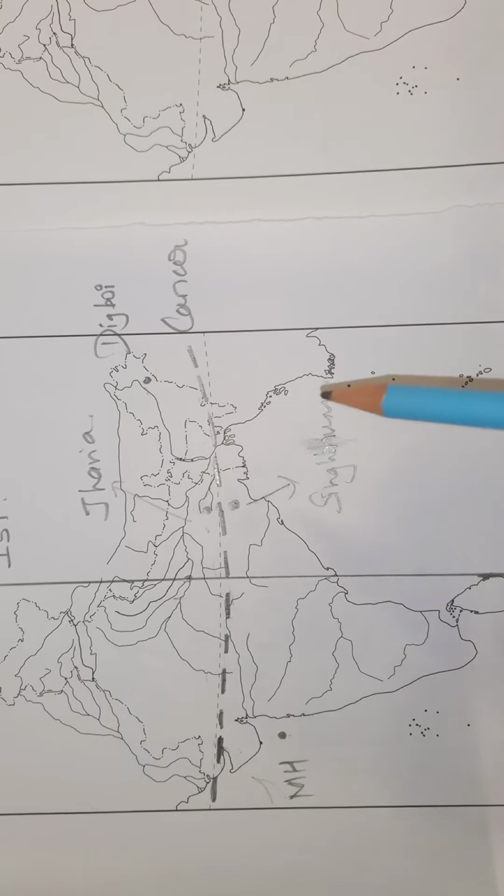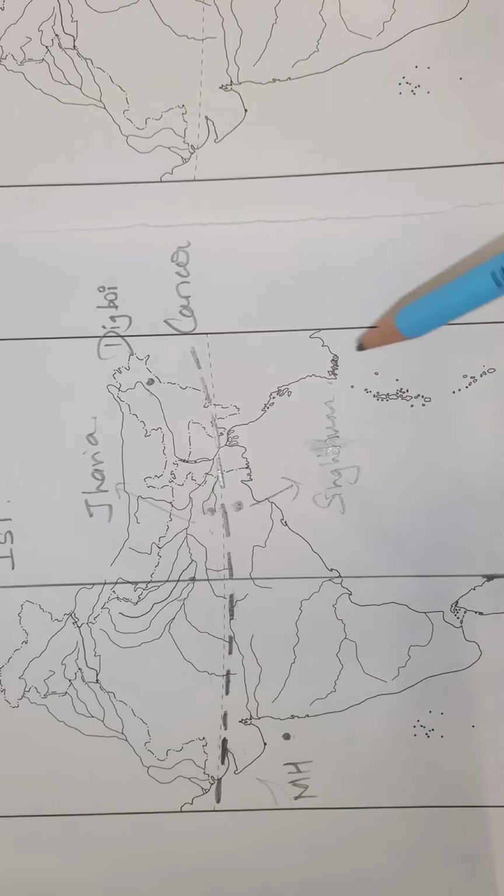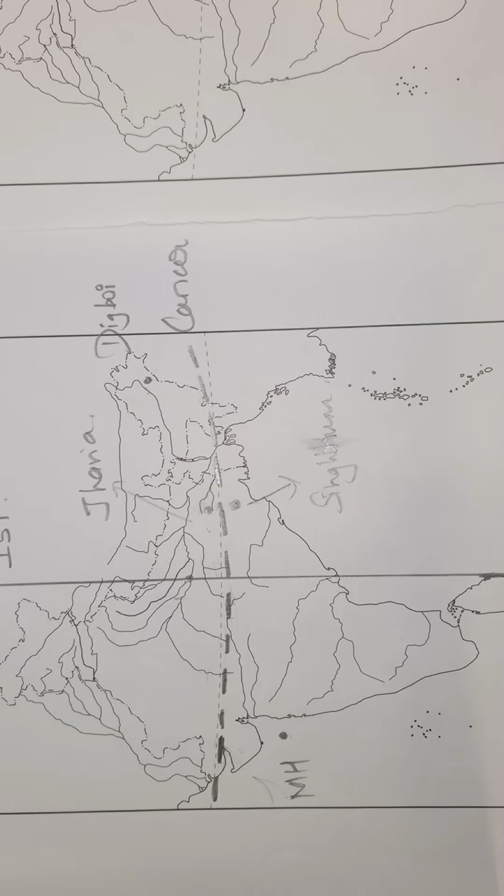So Singhbhum is an iron ore field, from where we get iron. Next are the two types of winds which we are going to mark.